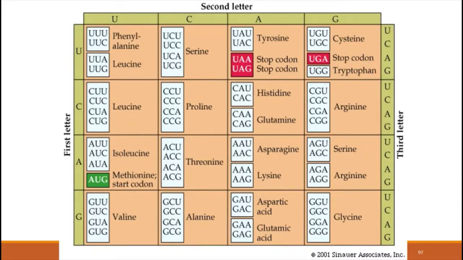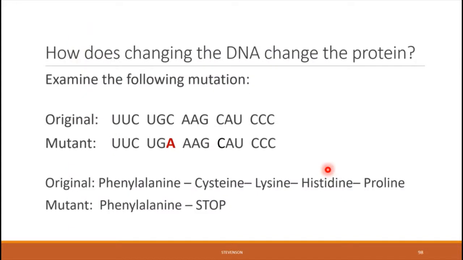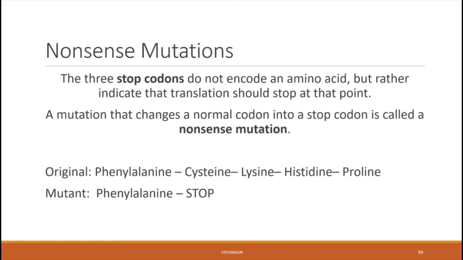And so what this means is that the sequence of amino acids that will be translated in the original will be phenylalanine, cysteine, lysine, histidine, proline, but in the mutant, it'll go phenylalanine followed immediately by a stop. And the other three codons will be ignored because the ribosome doesn't know that this is a mistaken stop codon. It just sees the stop codon and it stops translating and goes to termination. These types of mutations are called nonsense mutations.